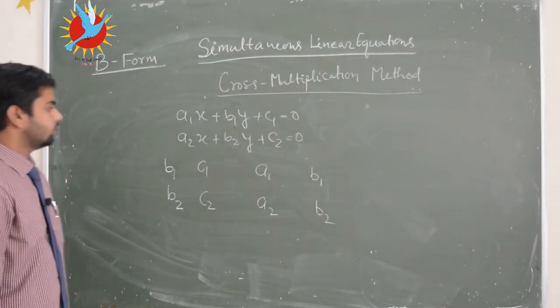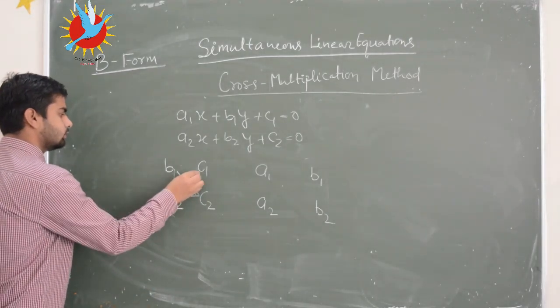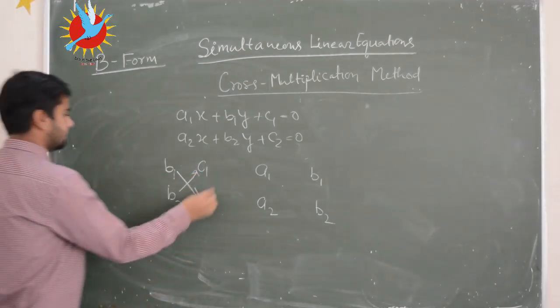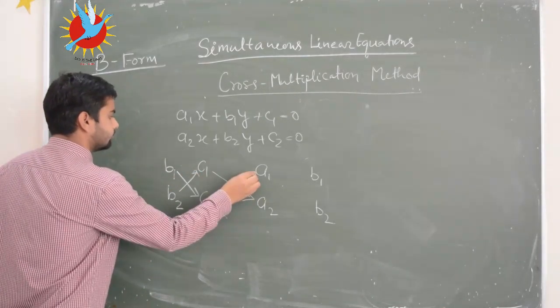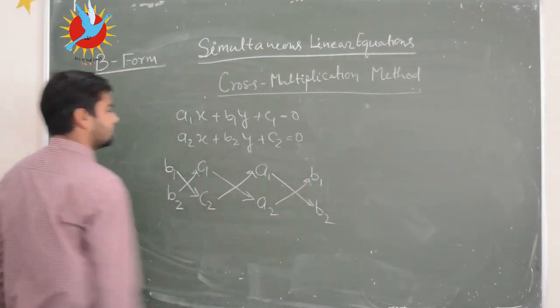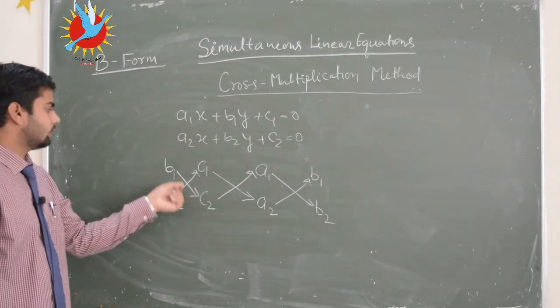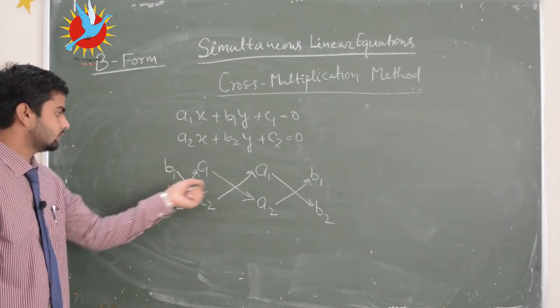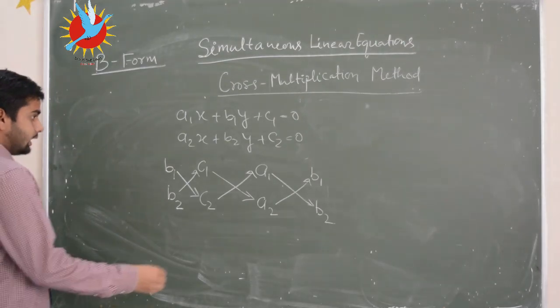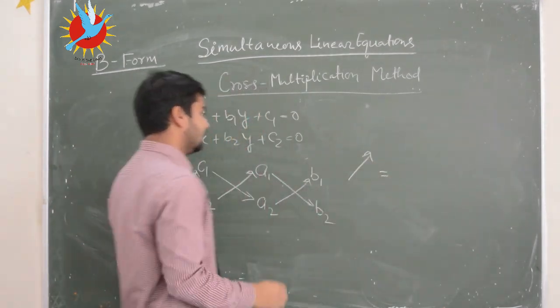Next we will make these types of arrows, downward arrows and upward arrows, downward and upward, downward and upward. First we have written the columns, and then we mark these arrows here.